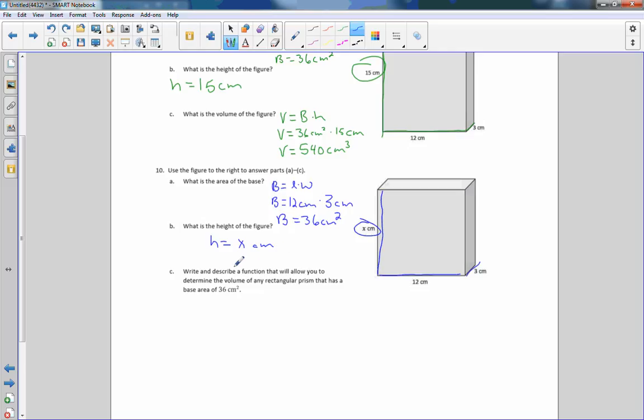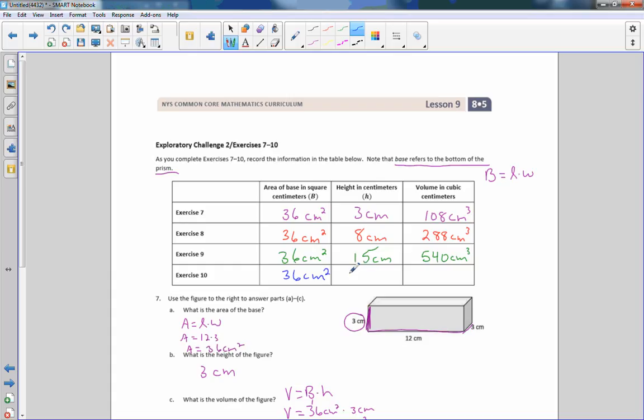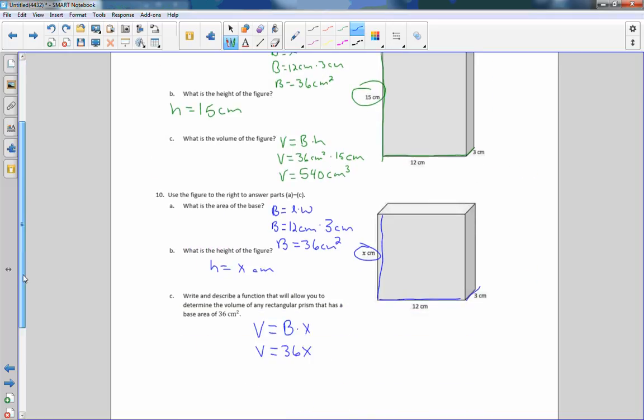Write and describe a function that will allow you to determine the volume of any rectangular prism that has a base of 36 square centimeters. So the volume equals the base area B times x for height. So since the base is 36, the volume would equal 36 times the height. So we have 36 centimeters squared, x centimeters, and this would be 36x centimeters cubed. Okay, there we have it. There's 1 through 10, or 6 through 10.